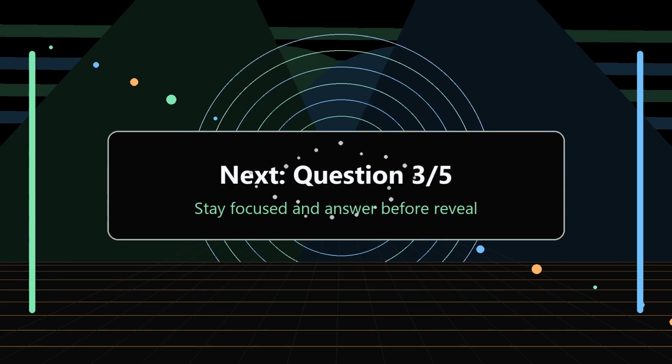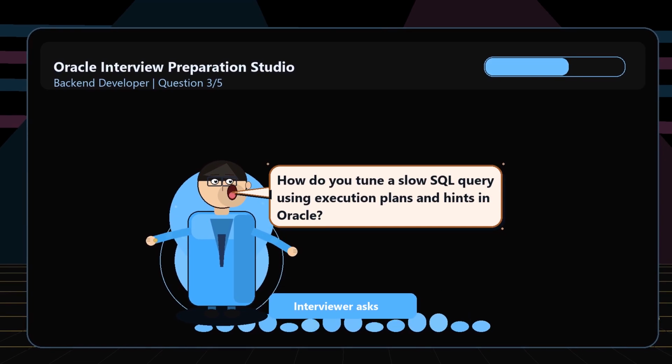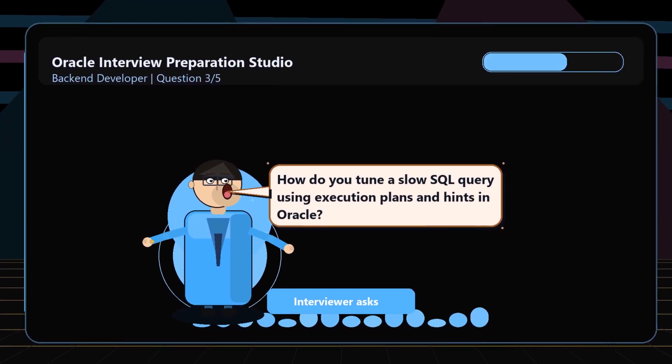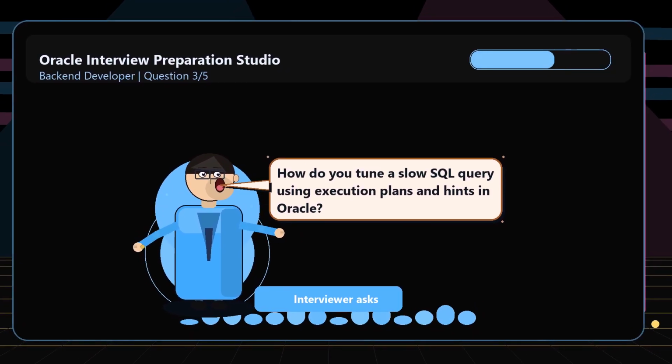Can you explain how you tune a slow SQL query in Oracle using execution plans and optimizer hints? What steps would you take?